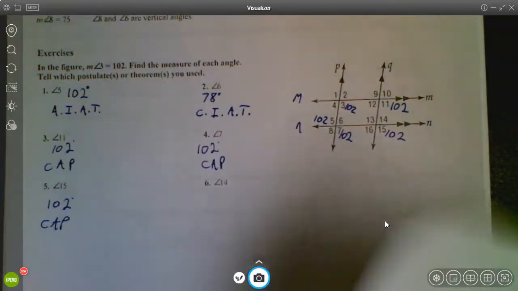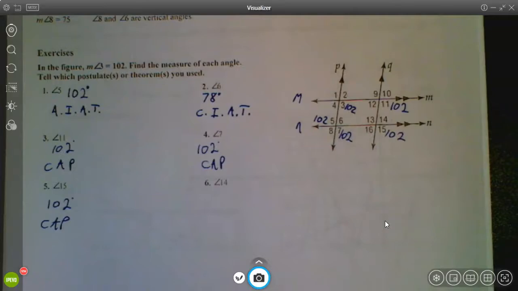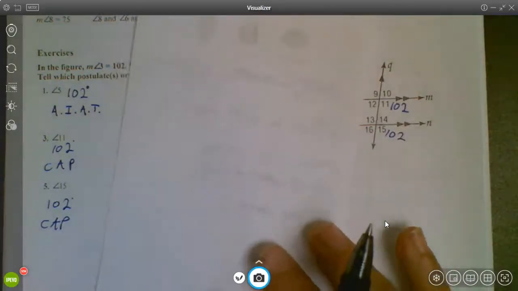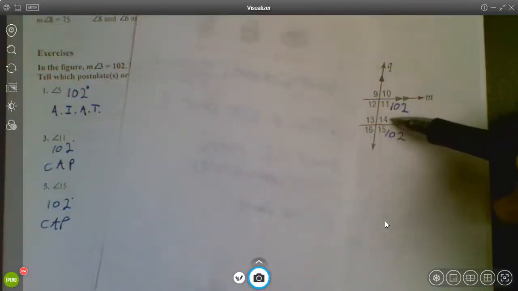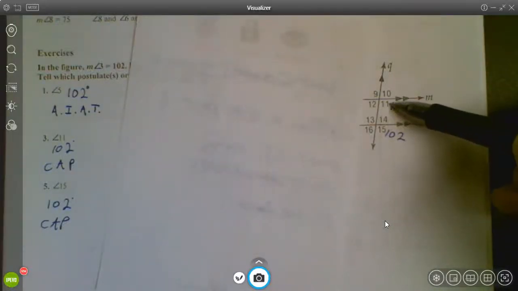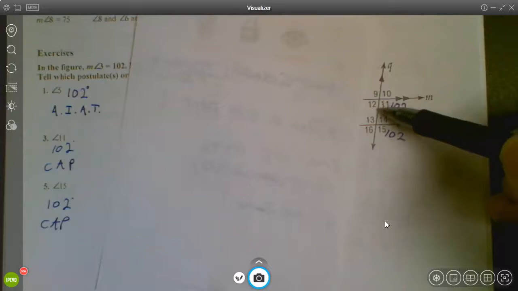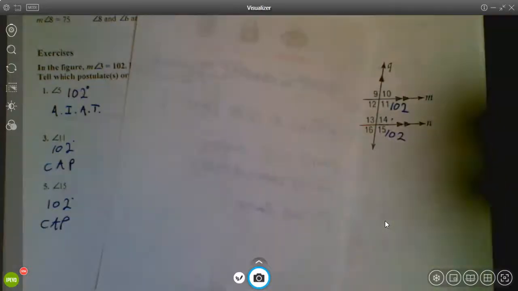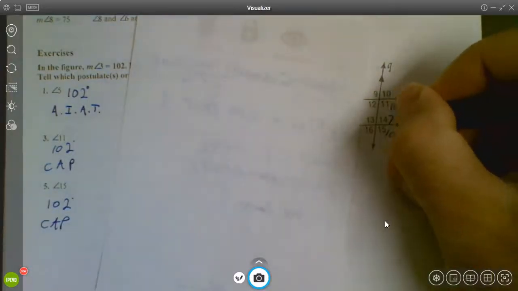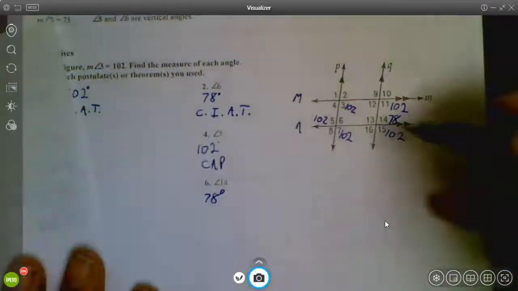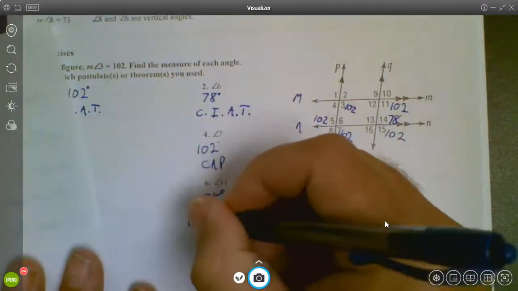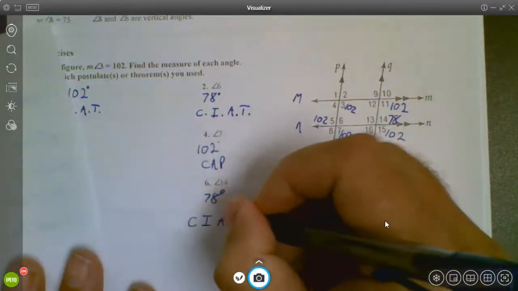And then the last one, angle 14. Let's see. Angle 14, again, several ways you can do this. Let's just do this. Angle 14, I can use consecutive interior angles and say that they are supplementary, and that would give me a 78 for it. And that would have been the consecutive interior angles theorem.